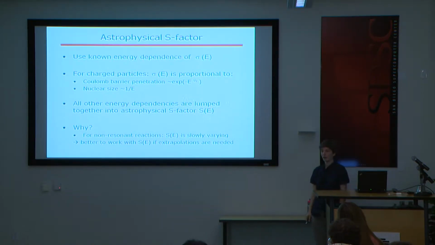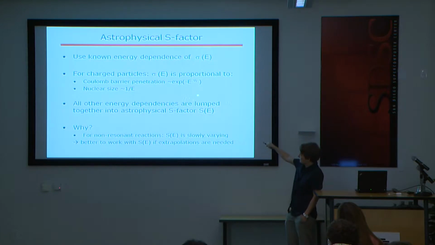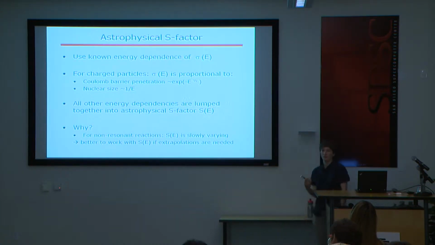And now we make our life very simple. We say, okay, we know the energy dependence of these two pieces, and then we lump everything else into what we call the astrophysical S factor. So you should think of the astrophysical S factor as being all the energy dependencies that are not either Coulomb barrier penetration or nuclear size. Why would we do this?